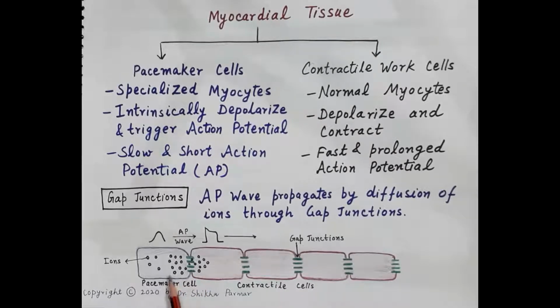So, when there is diffusion of ions from this pacemaker cell into the adjacent cardiac cell, this cardiac cell gets depolarized. Further, when this cardiac cell depolarizes, there is movement of ions from this depolarized cell to the adjoining cardiac cell. This way, because of the movement of ions, specifically calcium and potassium ions, through the gap junctions, there is propagation of the action potential. So the action potential wave propagates by diffusion of ions through the gap junctions.